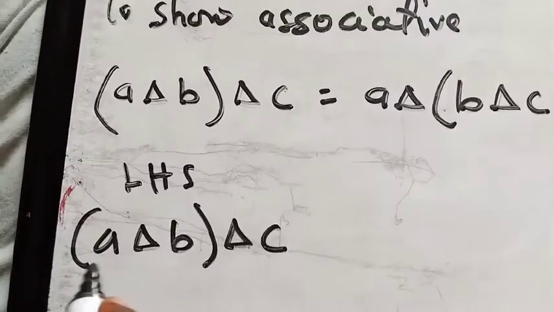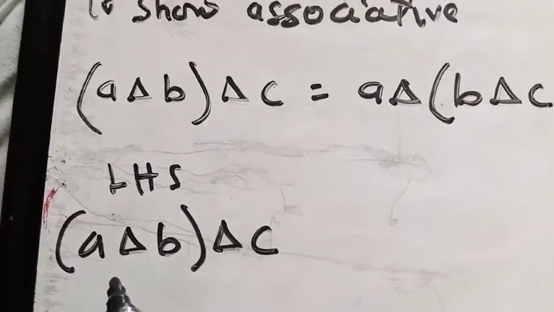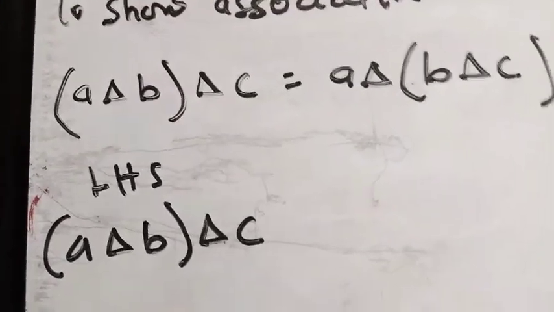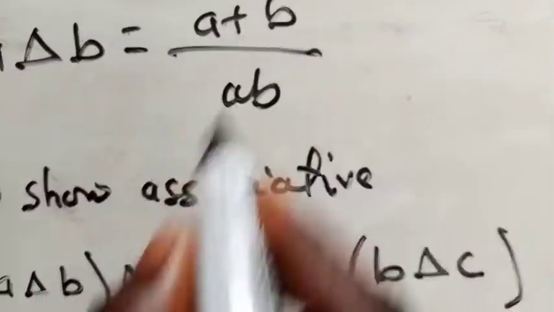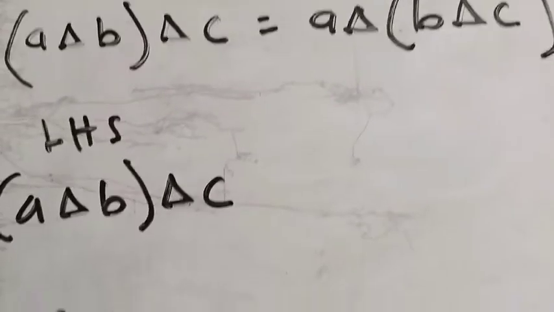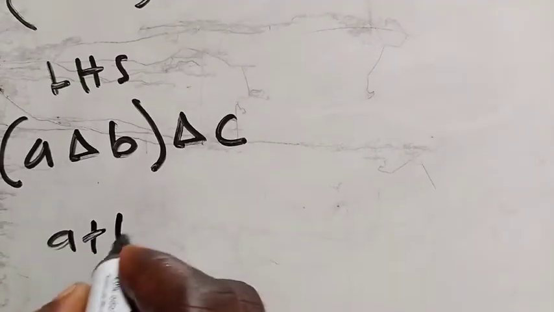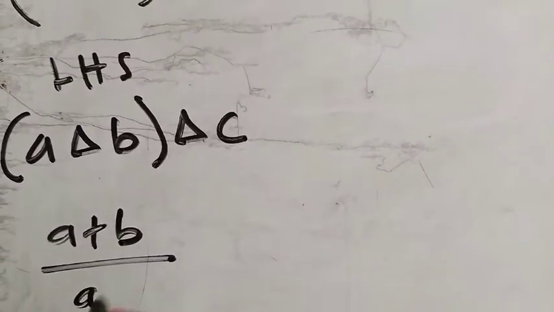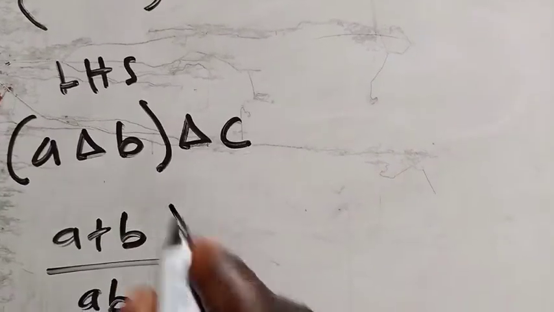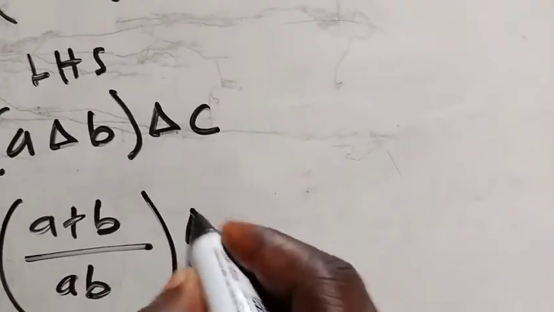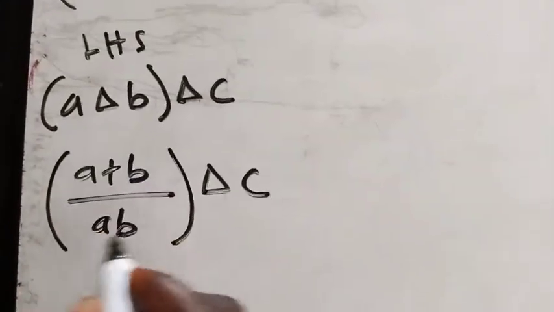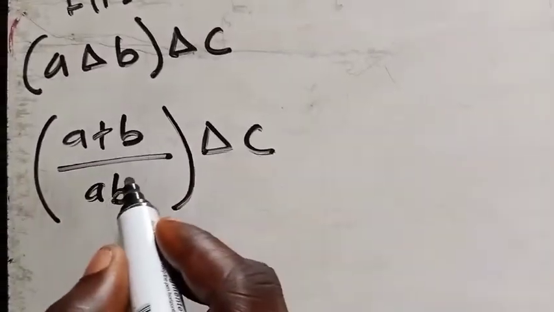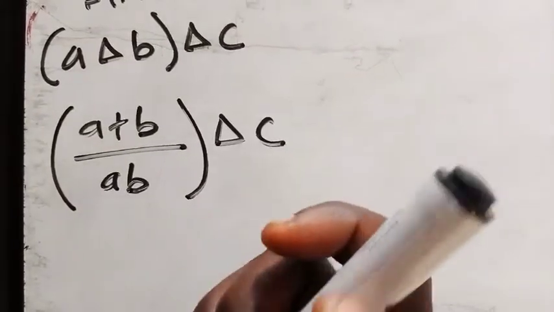Here we are having A operation B. So how are they combined? They are combined by this method, this is the laid down procedure. So the first one is just going to be A plus B, everything divided by AB, in one bracket, and then operation C. Everything here becomes the first one.